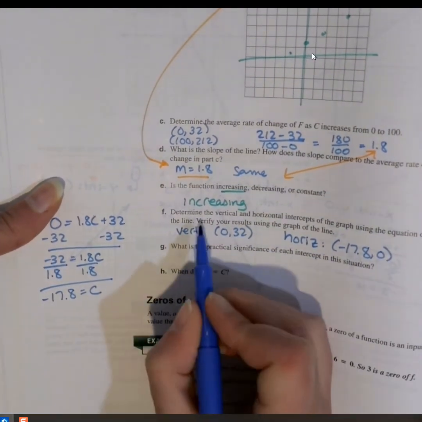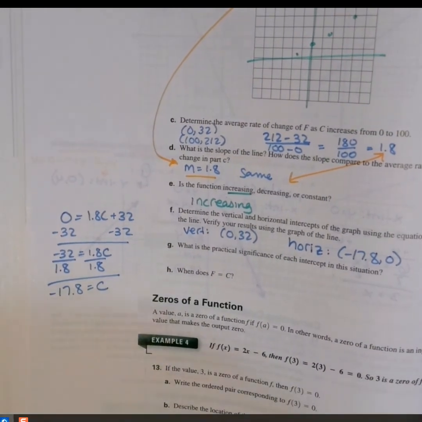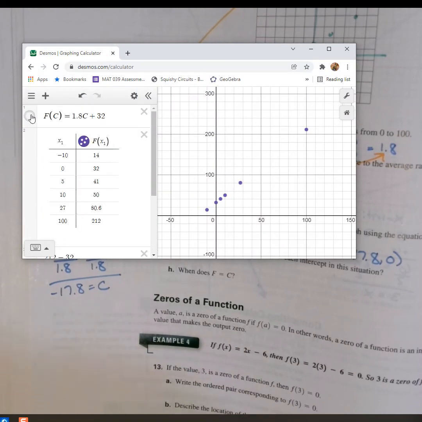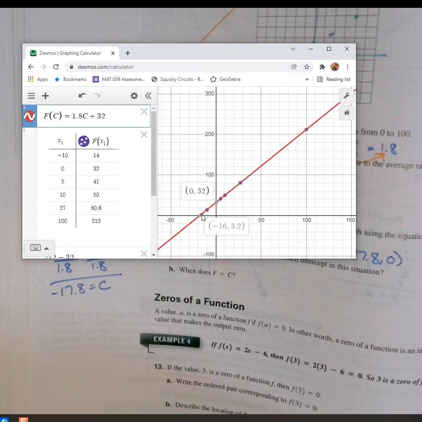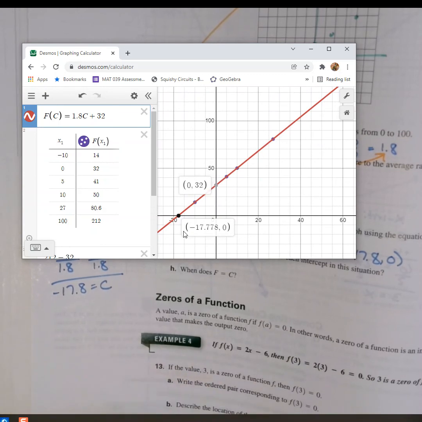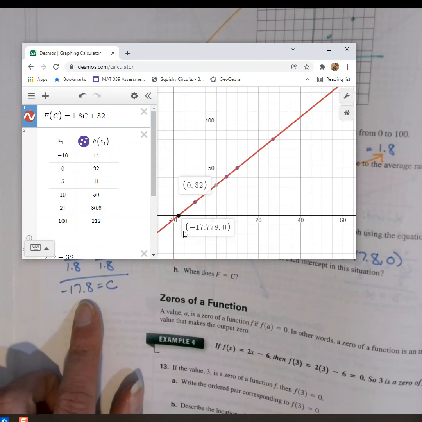We're going to verify our result now using the graph. So back over to my Desmos graph. If I turn the line back on up here, I can click on the vertical intercept at 0, 32, and I can click on the horizontal intercept right here where I cross the horizontal axis at negative 17.778. I rounded it to one place when I wrote it down, negative 17.8. Again, we can confirm those two values graphically.